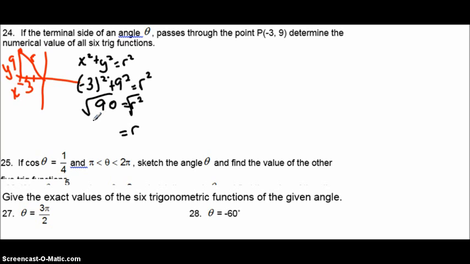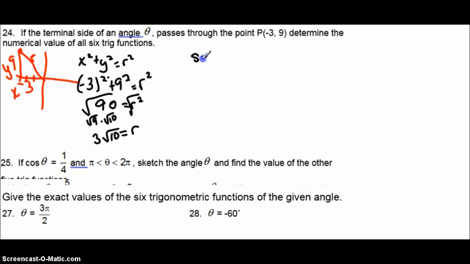Well, I know that this would be the same thing as the square root of 9 times the square root of 10, and square root of 9 is 3. That'd be 3 square root of 10. 10 is just 2 times 5, no perfect squares there, so that is the simplified version. R is always positive, so I'm ready to set up my trig function.